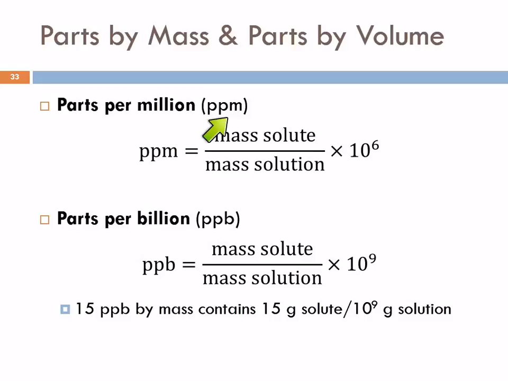Parts per million, often abbreviated ppm. This is mass of solute over mass of solution times a million, 10 to the 6. Parts per billion. The multiplying factor is a billion, 10 to the 9th. So if we see a concentration that's 15 parts per billion by mass, that means 15 grams of solute per billion grams of solution. You can actually use any mass unit you want. You could use pounds here if you wanted, or kilograms, or micrograms, or anything, as long as the unit in the numerator and the denominator agree.